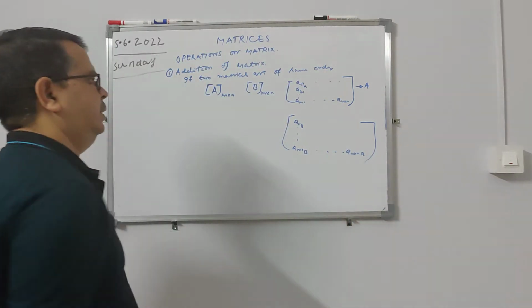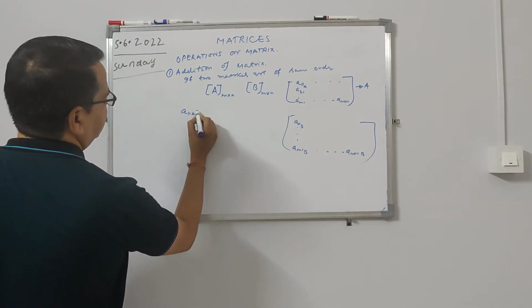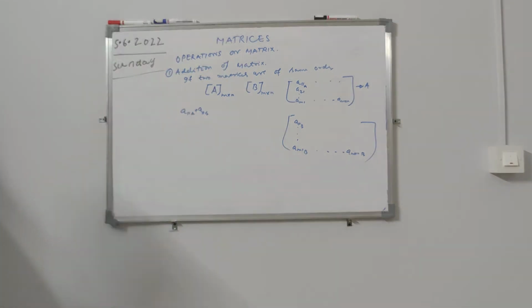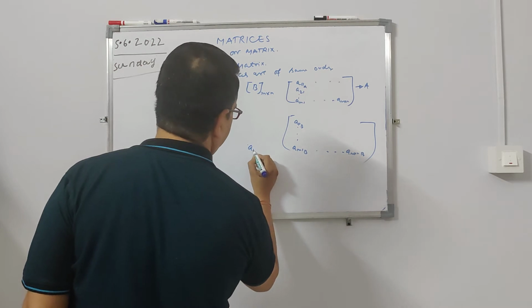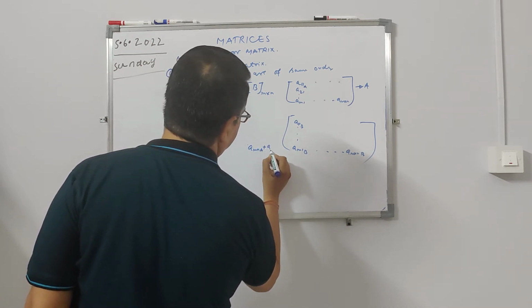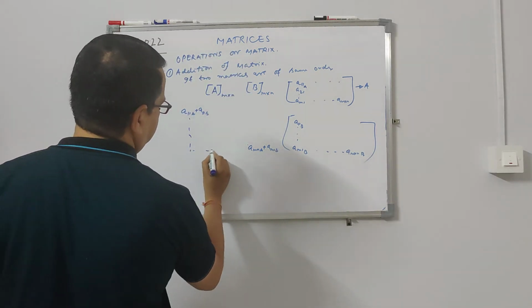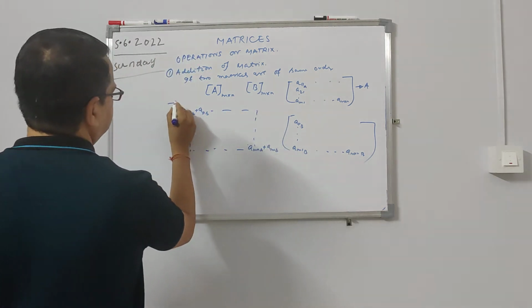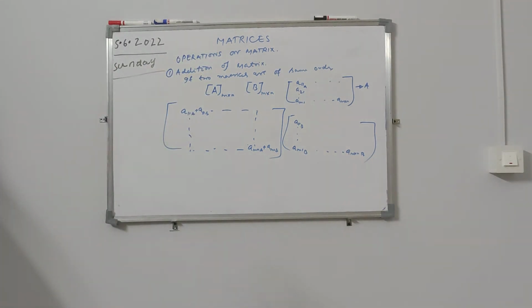If I add it, I have to write it as A11 A plus A11 B, the corresponding elements, and then AMN A plus AMN B. So this is how you get the addition. This is addition of matrices.